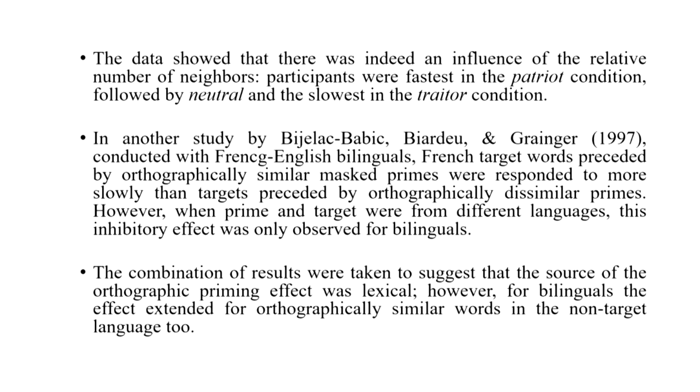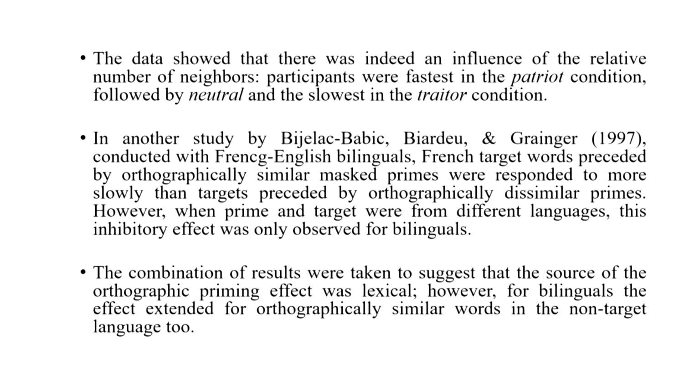In another study by Bijeljac-Babic, Biardeau and Grainger, which they conducted with French-English bilinguals, French target words preceded by orthographically similar masked primes were responded to more slowly than target words preceded by orthographically dissimilar primes. However, when the prime and target were from different languages, this inhibitory effect was only observed for bilinguals. Again, this tells us that in some sense the participants are activating word candidates from the other language. The combination of these results was taken to suggest that the source of this orthographic priming was lexical. However, for bilinguals the effect extended to orthographically similar words in the non-target language as well.